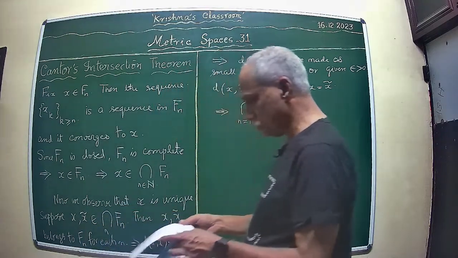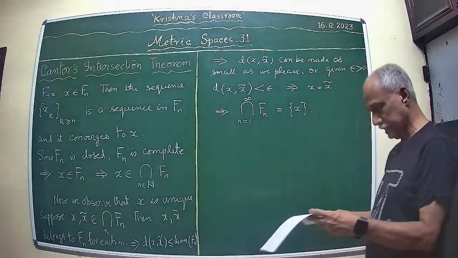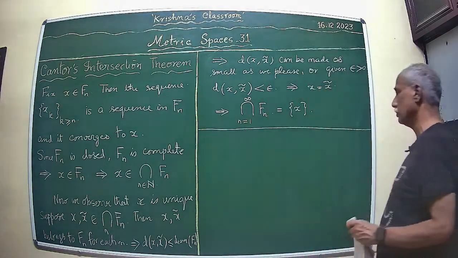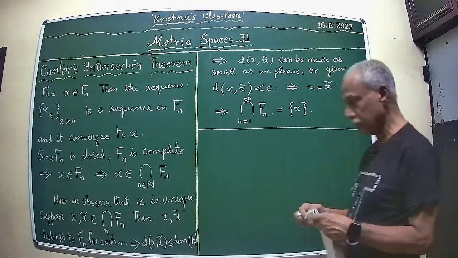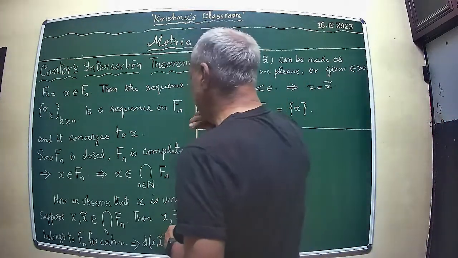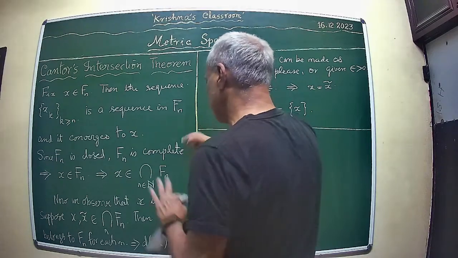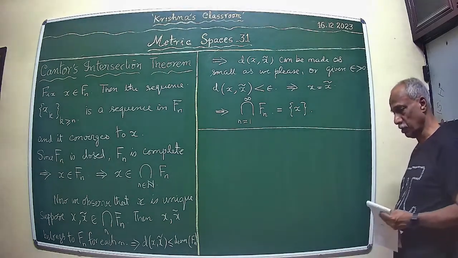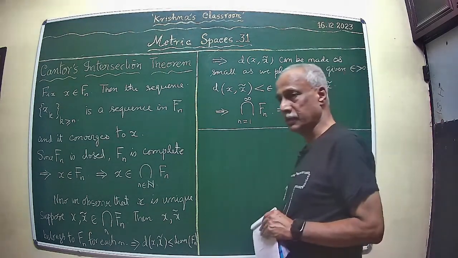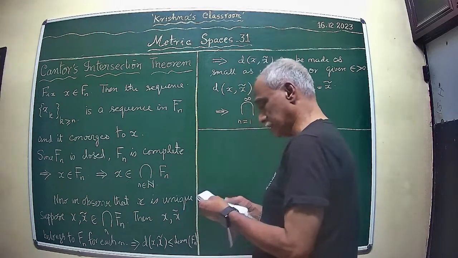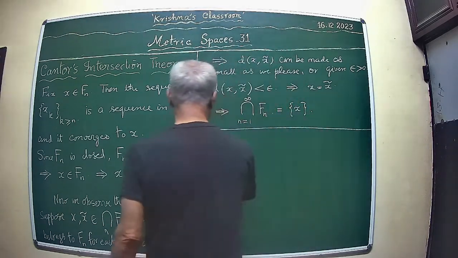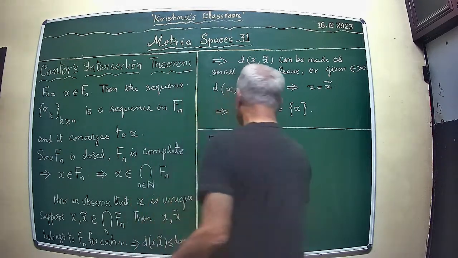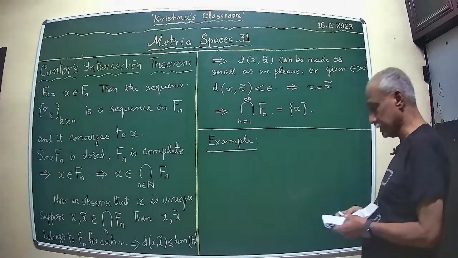Now what we want to see is this, or give one more example to highlight the point that if a condition of the kind that the diameter of Fn goes to 0 is not assumed, then we may not have the convergence at all. Now we will look at the example. It's a variant of the discrete metric space example that we have considered earlier.